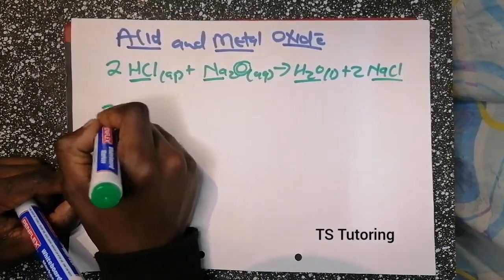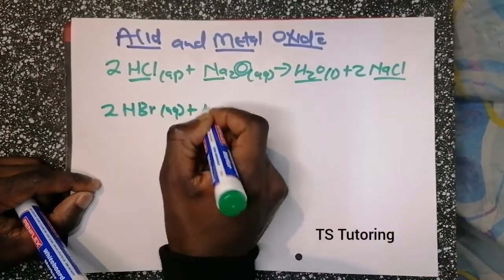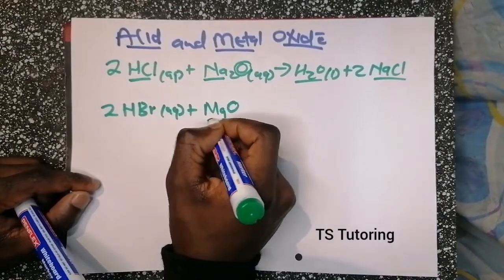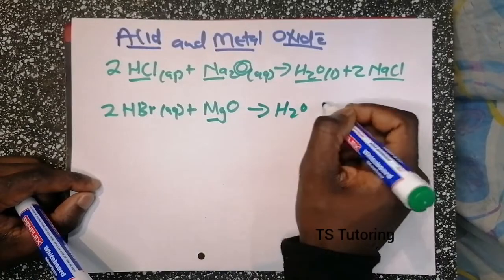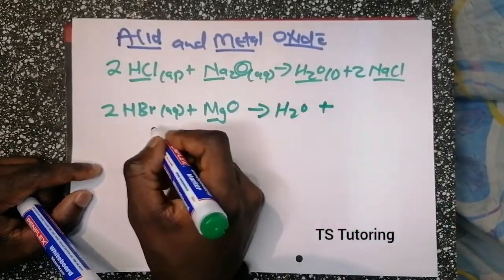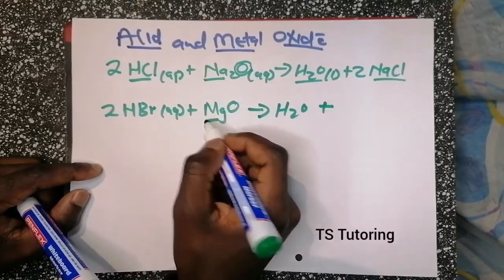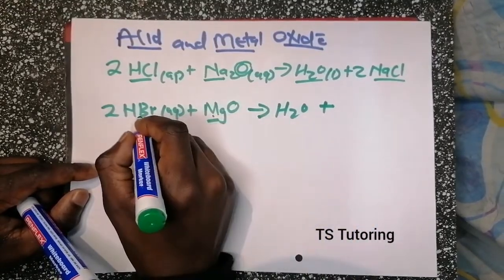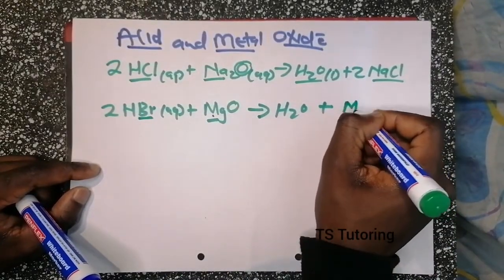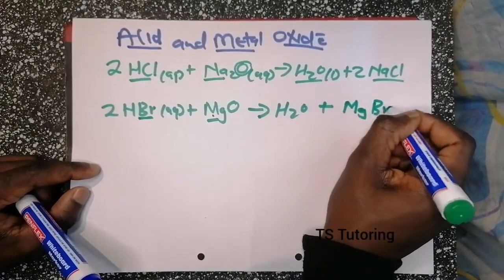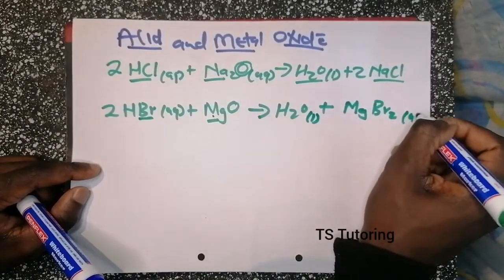Now the other one, another example, let's say 2HBr in aqueous plus magnesium oxide. So magnesium, we know it's a metal oxide with oxygen. The product will always be water and what? A salt. Now our salt should be the magnesium, the metal, and this halide. So it's going to be magnesium bromide, isn't it? So water is a liquid, this one is an aqueous.